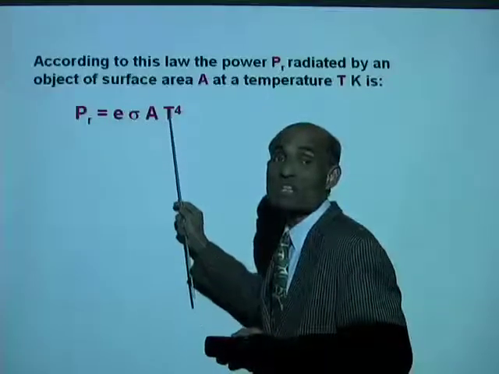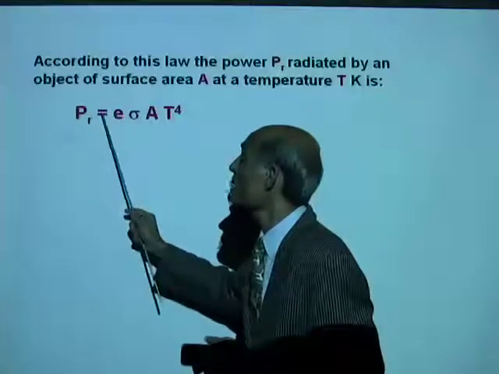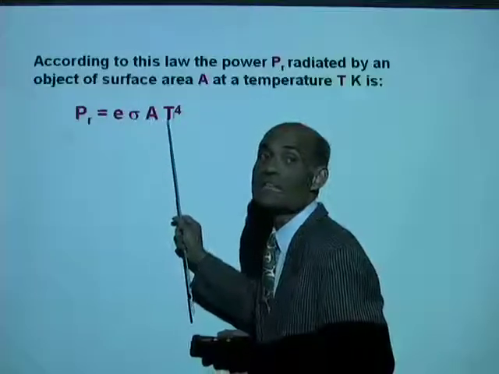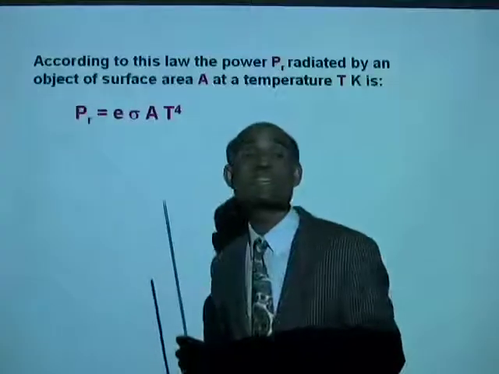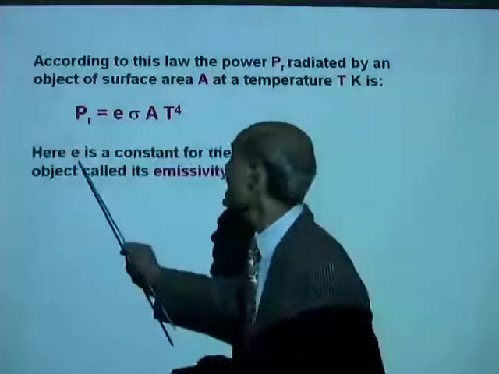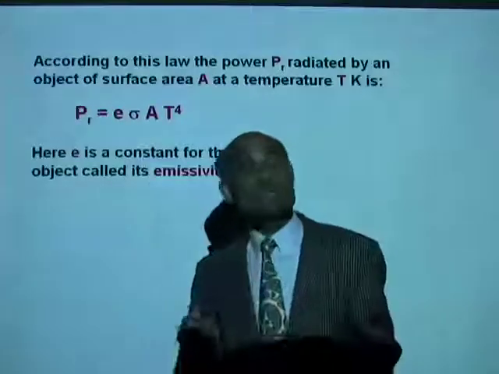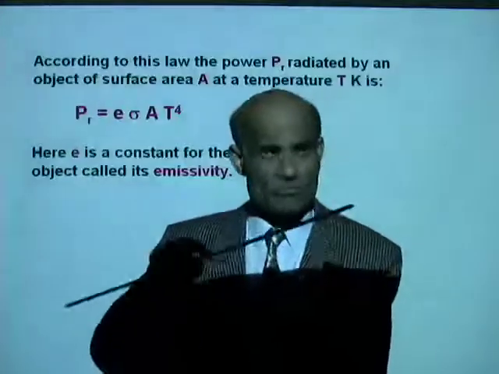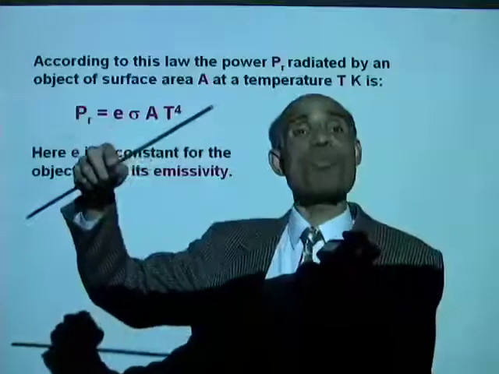at a temperature T, that is Kelvin temperature, is given by P sub R equal to E sigma A T to the power of 4. Obviously, these two quantities, E and sigma, are constants. Now, E is a constant called the emissivity of the material. Emissivity. And E has values for all materials ranging from 0 to 1.